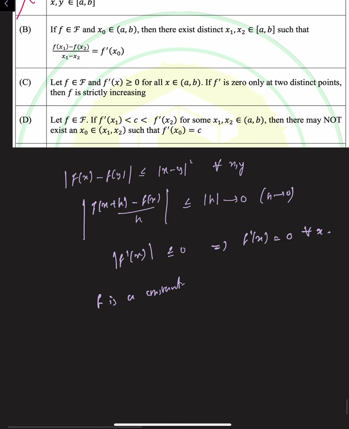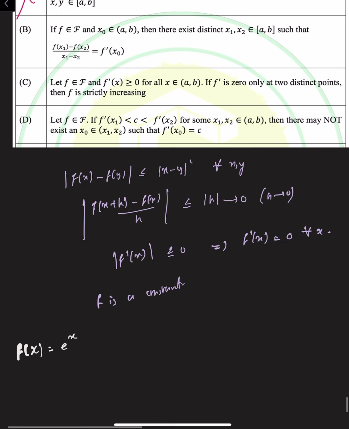Now if we consider the second option: if f belongs to F, so f is continuous and differentiable on the interval [a, b], then there exist distinct x1, x2 such that (f(x1) − f(x2)) / (x1 − x2) is f'(x0). This is not true every time, because if we consider a counterexample, let's say f(x) is e to the power of x.